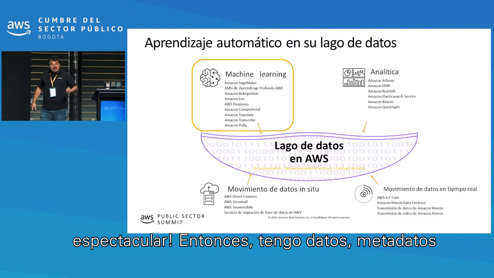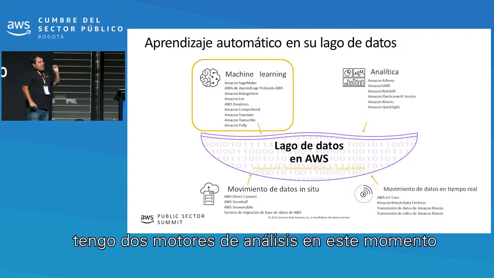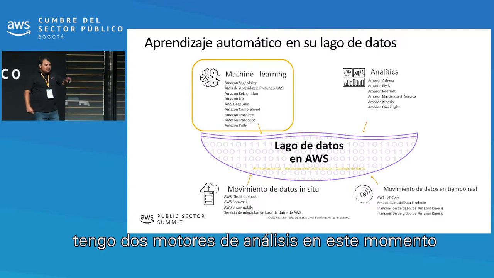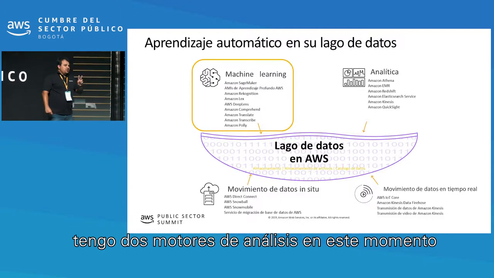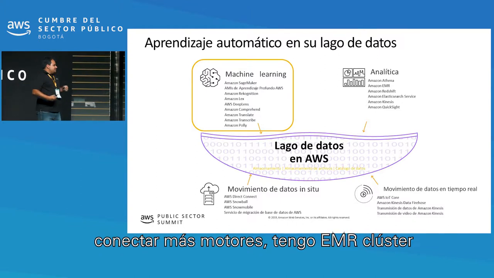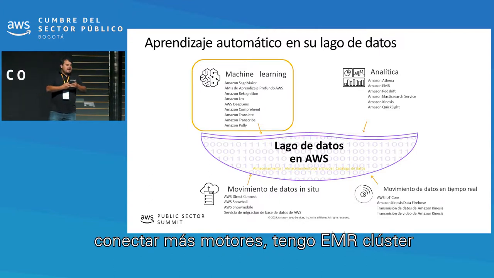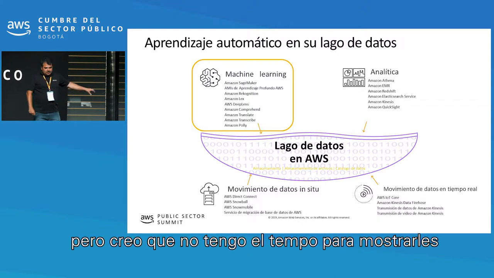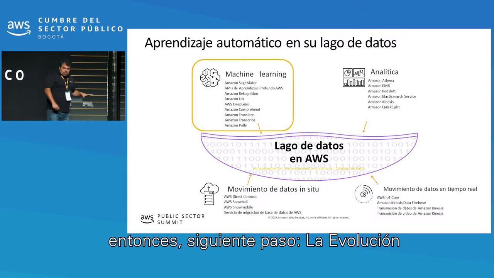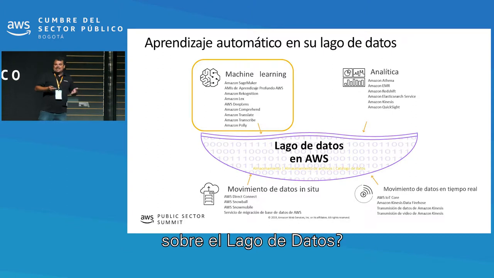Awesome, so I have data, I have metadata, I have at this moment 2 different analytic engines, right? Presto for Athena, and we have also QuickSight. And I can even connect more engines. I have an EMR cluster, right? But I don't think I have time to show you. So next step, the evolution. Machine learning. Why not use machine learning on top of our data lake, right?